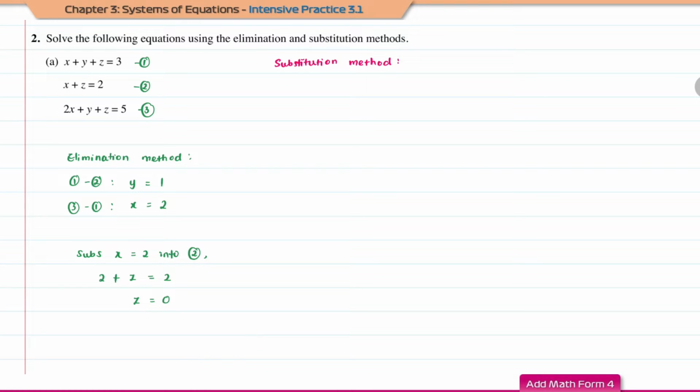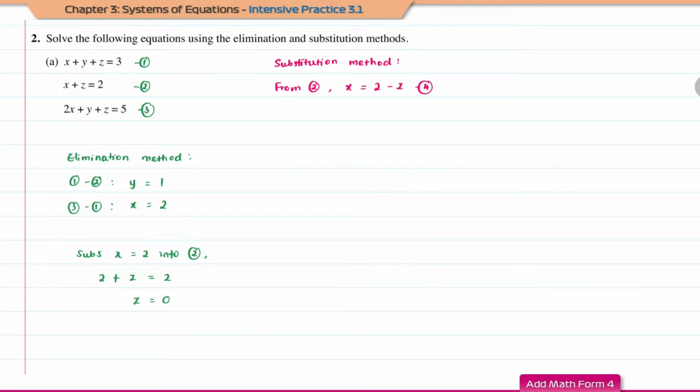In this case, I'm going to use equation number 2, and I'm going to let the x from equation number 2, so from 2, I'm going to let the x become the subject of the formula. Therefore, it will be 2 minus z. This I'm going to label as equation number 4.